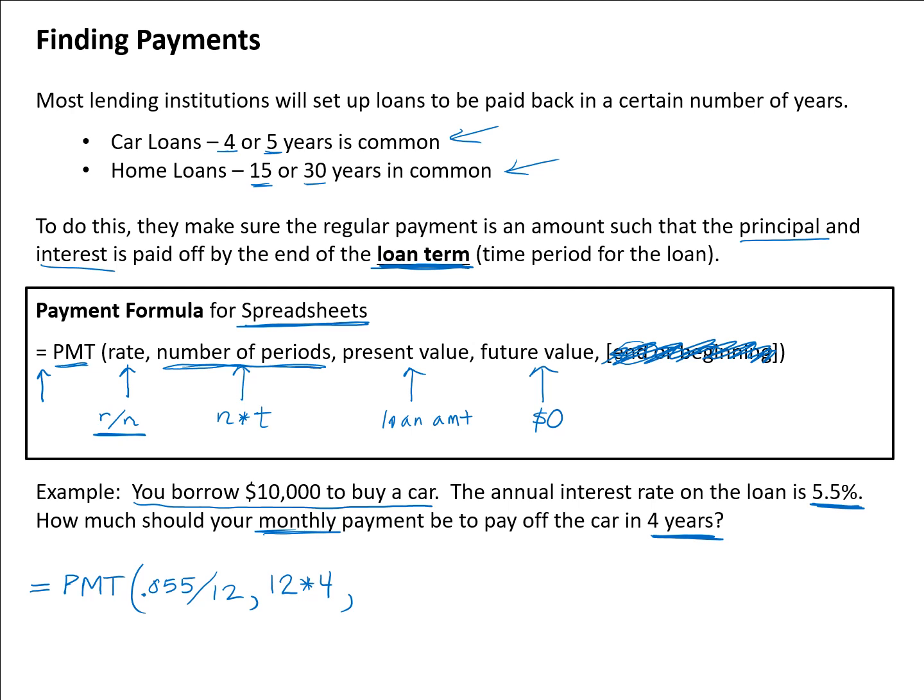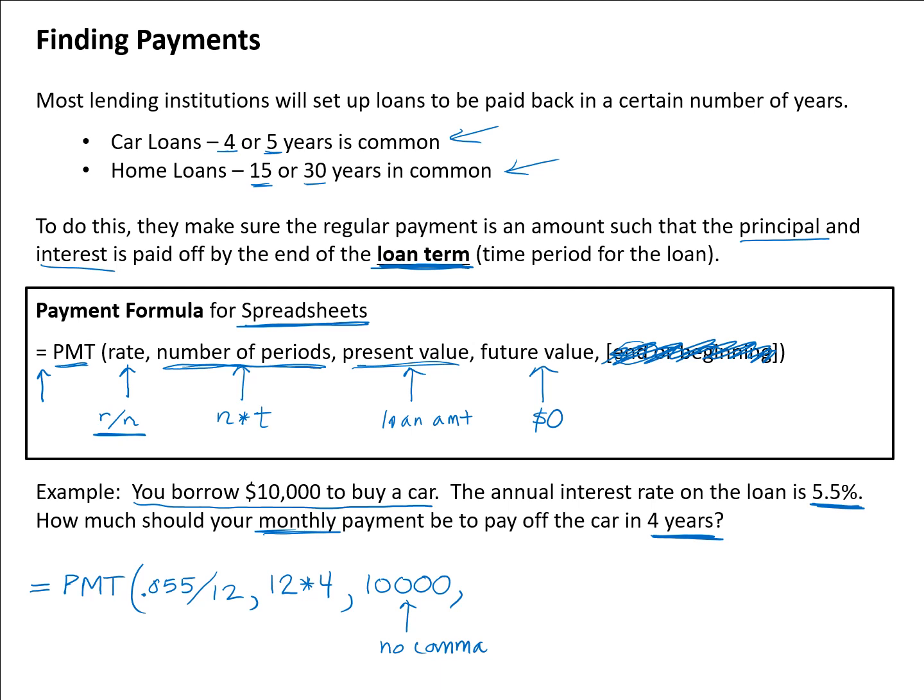Comma, the next thing would be the loan amount. That's what present value means, 10,000. Now be careful when you enter 10,000. Sometimes, especially because we tend to write a big number with a comma in words, you might be tempted to put a comma in the 10,000. Do not put a comma there. The spreadsheet will interpret that comma not as being part of the 10,000, but as meaning that you're going on to the next value.